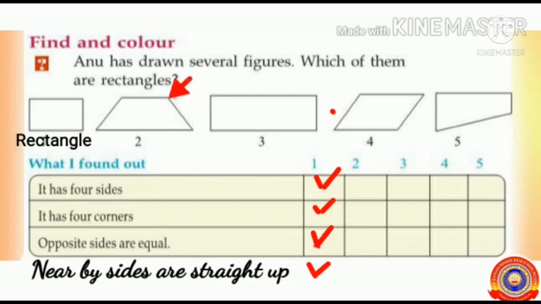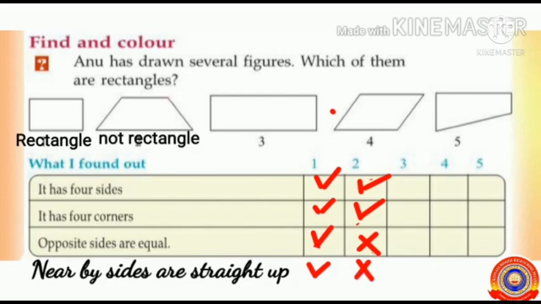Look at the second figure. In this figure, it has 4 sides and 4 corners. See, its opposite sides are not equal. One side is short and its opposite side is long. And also, its nearby sides are not straight up, they are slanting sides. So we can say that the second figure is not a rectangle.